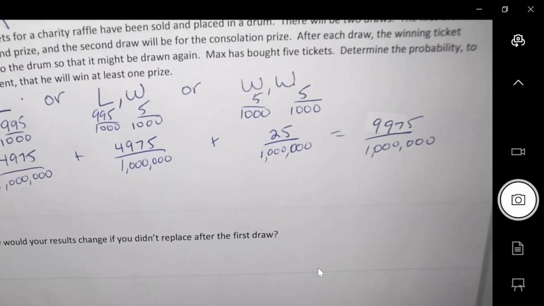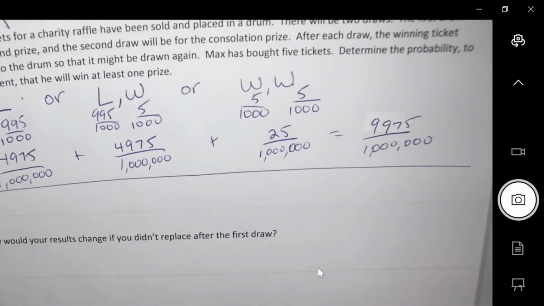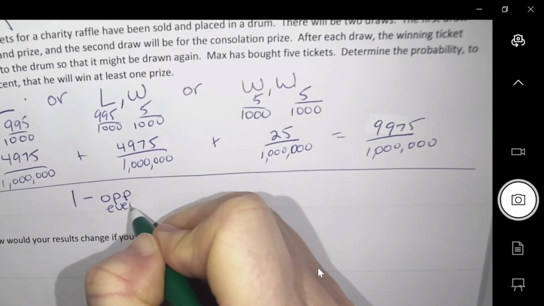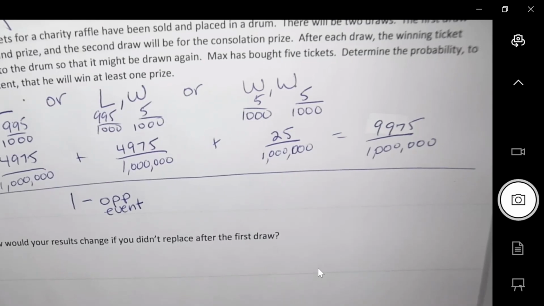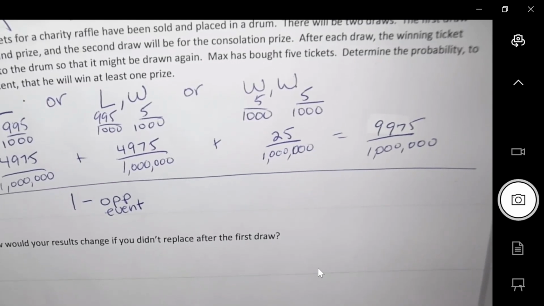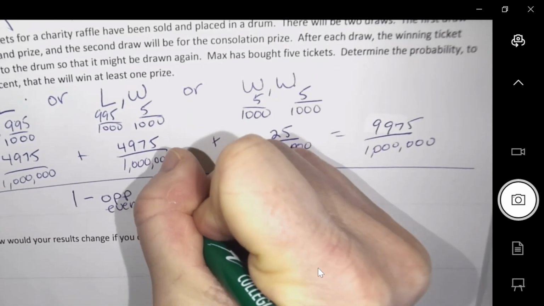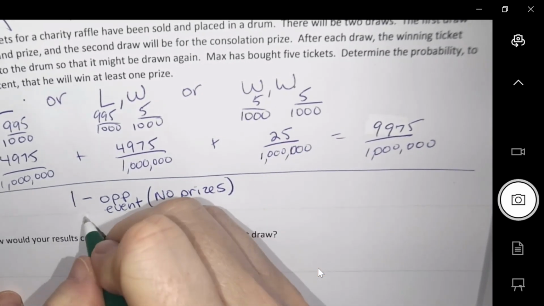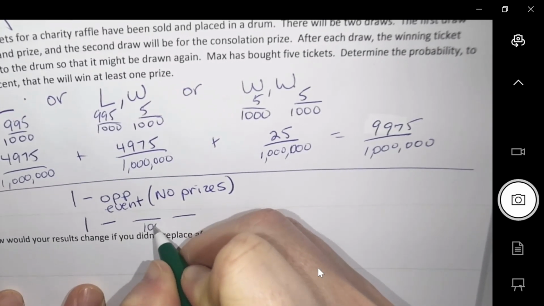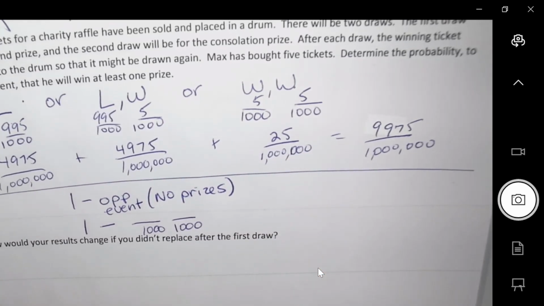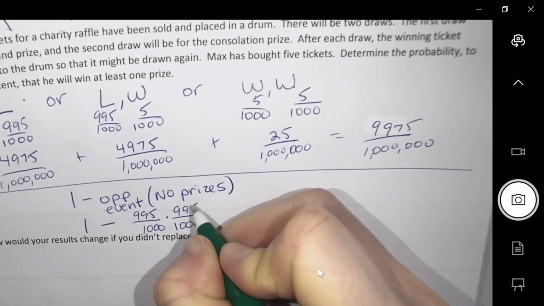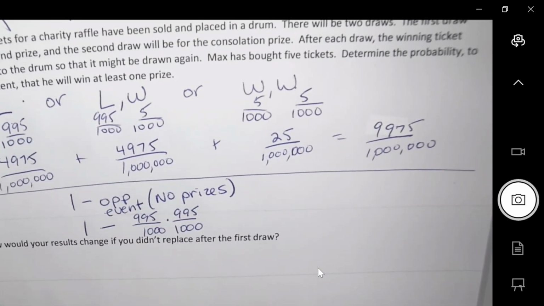Okay. You could also do this as 100% or 1 minus the opposite event. That would have been faster. So what is the opposite event of getting at least 1 prize? It would be no prizes at all. So if you got no prizes, that means you lost on the first draw and lost on the second draw. Okay, and it will come out to the exact same answer as that.